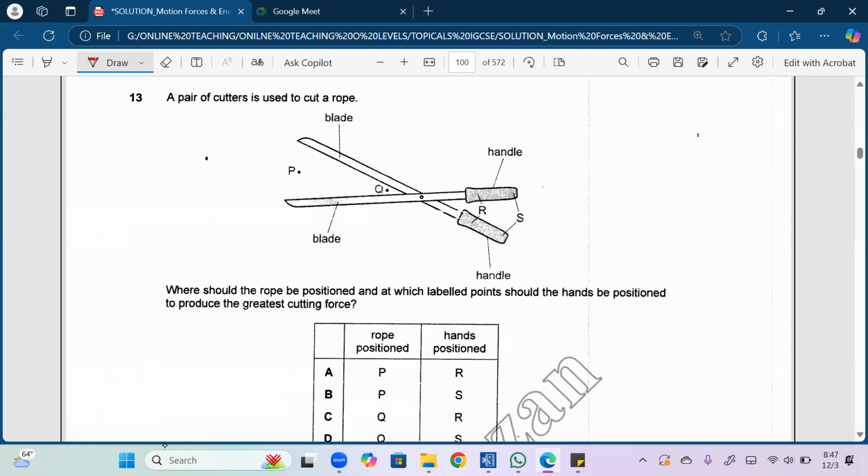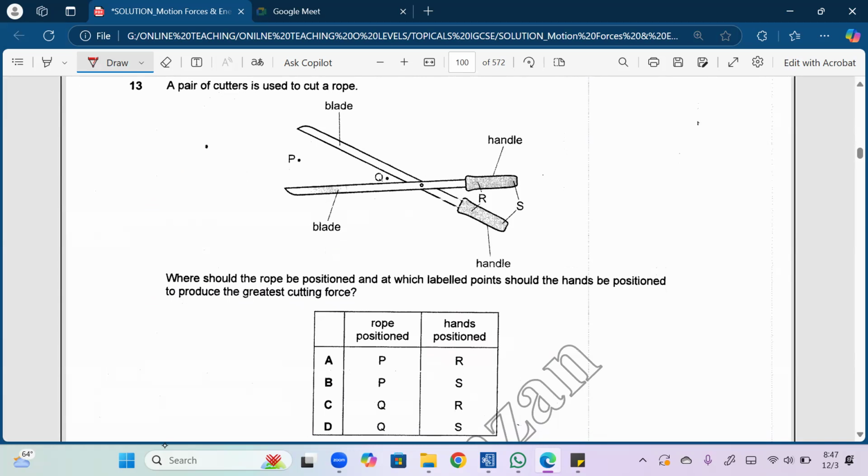Let's talk about question number 13. A pair of cutters is used to cut a rope. Where should be the rope position and which labeled point should be the hand position to produce the greatest cutting force? So in order to make it easy, the distance should be as far as possible in order to produce the smallest force. So the hand's position must be at S in order to make it easy to cut it off. Because if we are going to apply force at R, it would be difficult for us to handle it. So in order to make it easy for us to cut, the distance should be as far as it is.